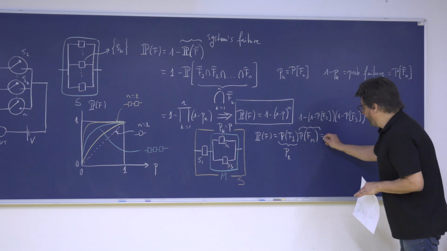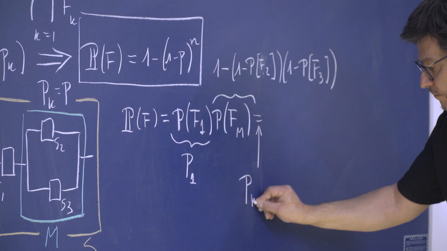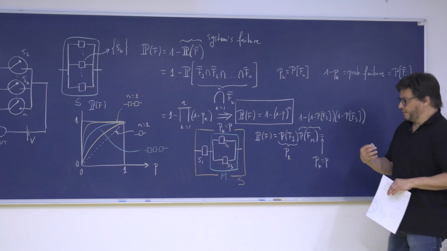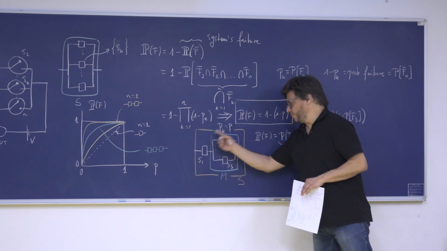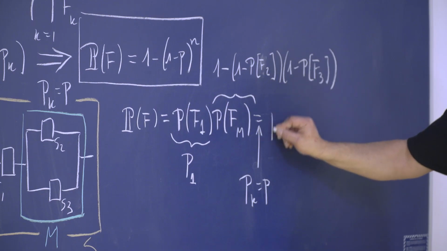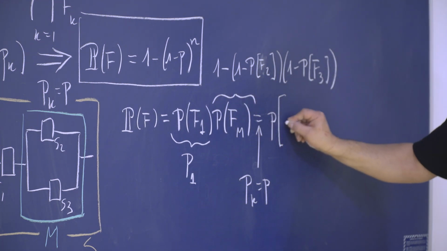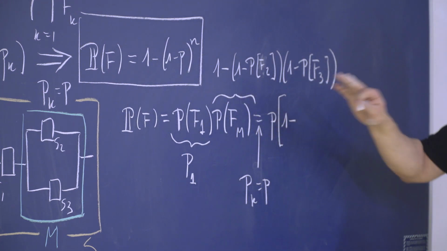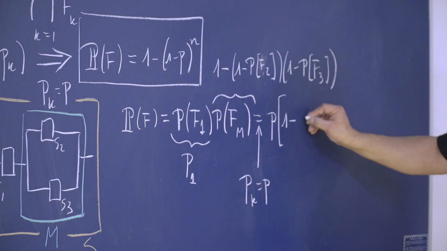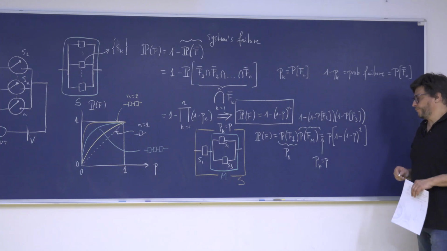So if we make the assumption, to make it simpler and nicer, that all the P's are the same, the probability of functioning of my combined system with series and parallel is going to be P, the first element, and I'm going to have 1 minus, remember the parenthesis, 1 minus P, 1 minus P, so 1 minus P squared. All right?